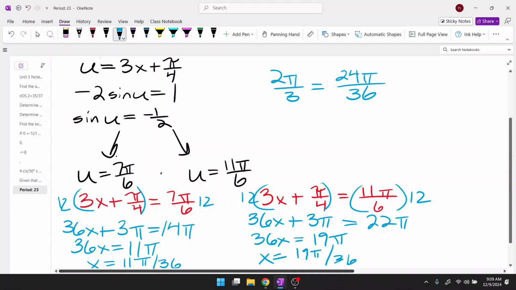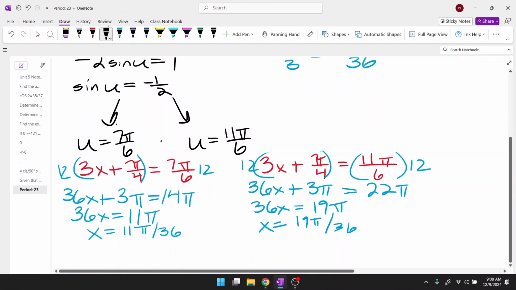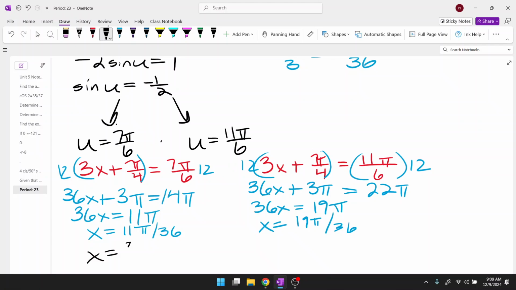Now, those are two of the solutions. Now, for each of these, we can keep adding increments of 24 pi over 36 until we're outside of the region. And I would tell you on the final, if I were giving this to you, there would be 6 solutions between 0 and 2 pi. You know, I'm going to tell you how many solutions there'll be. So if we had 24 pi over 36, this would be 35 pi over 36.